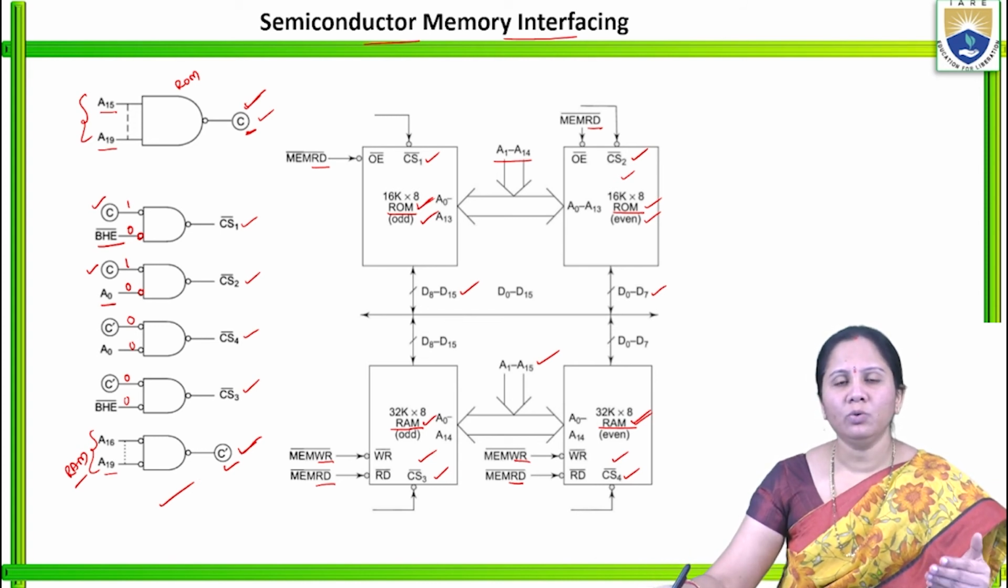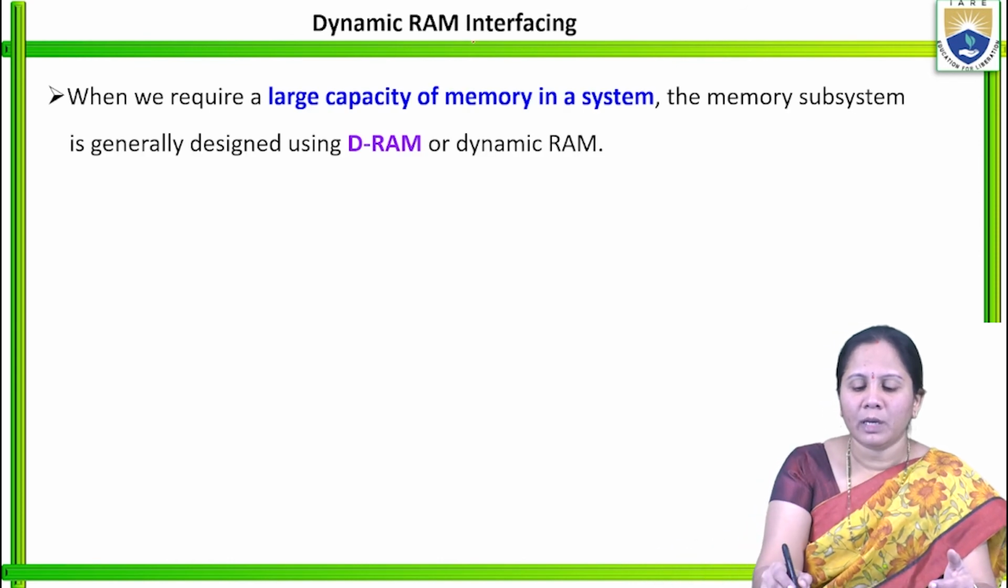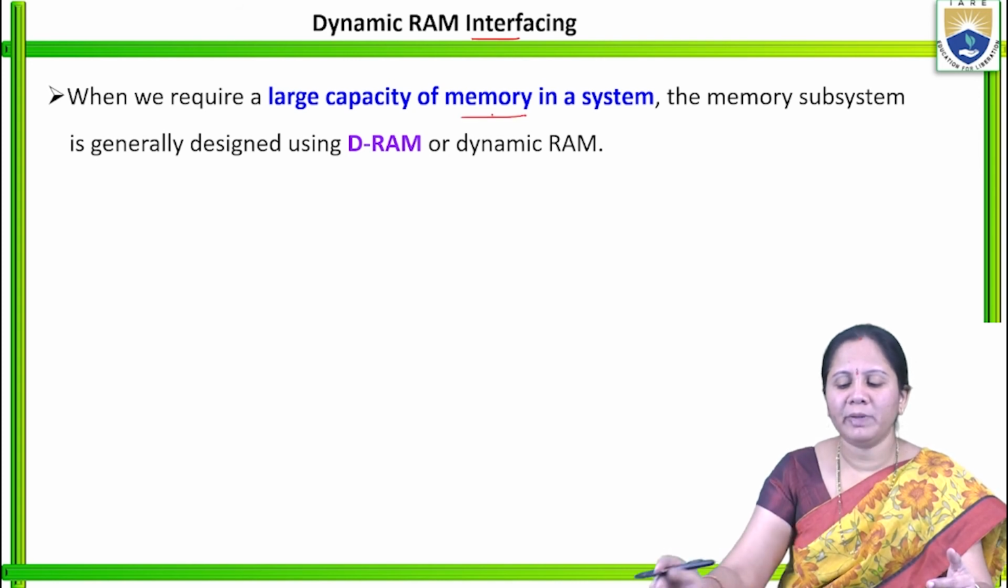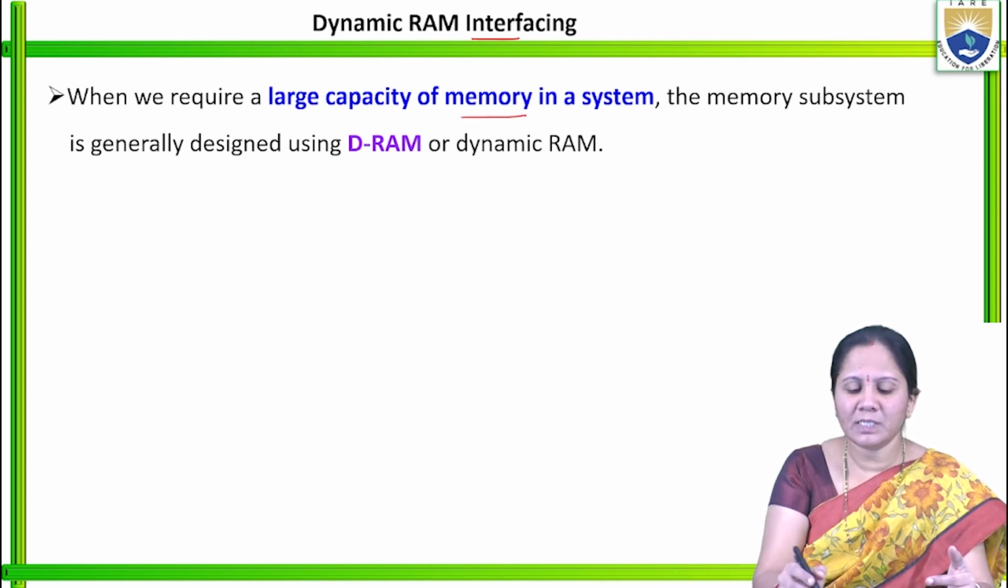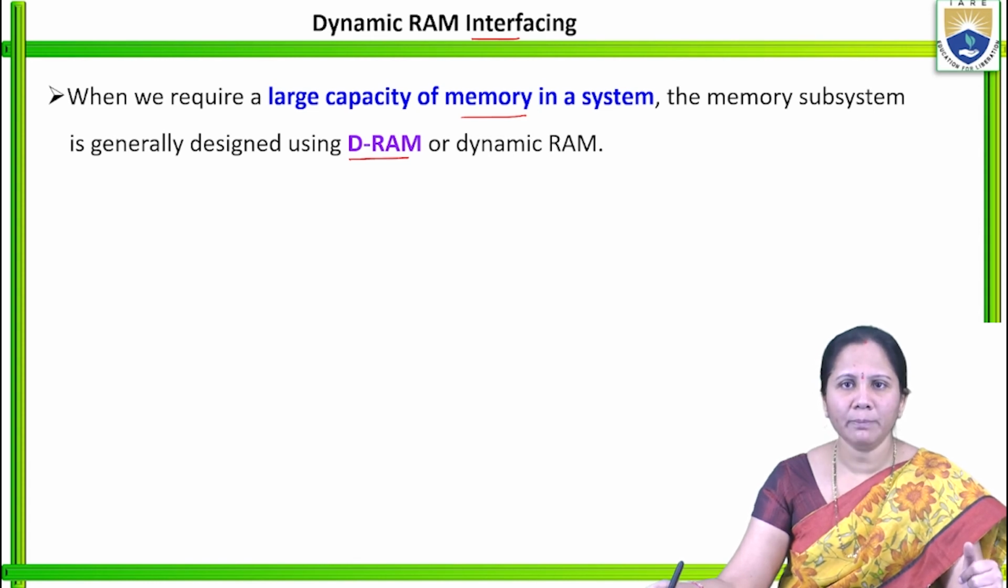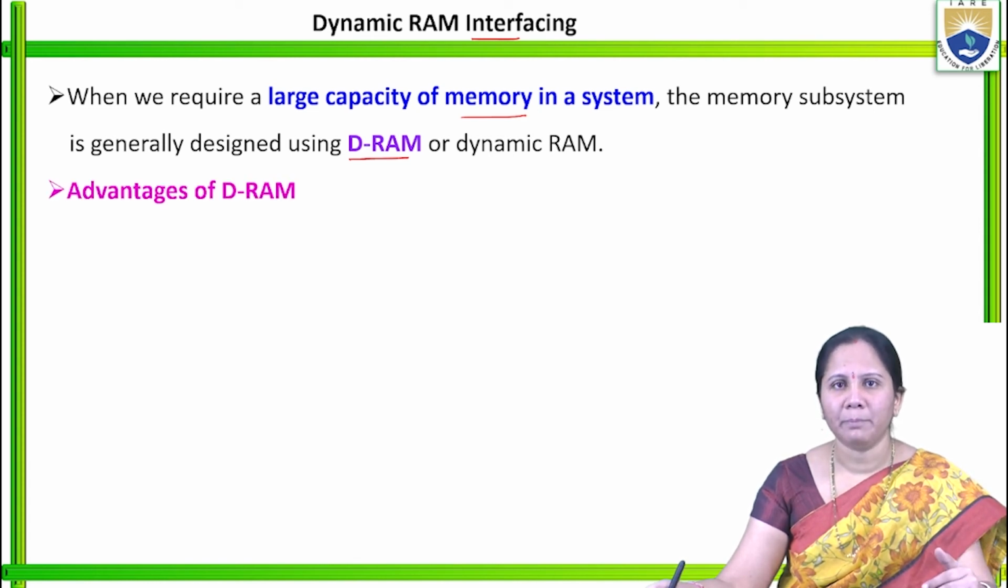So these are the two examples we can consider to understand how to do memory mapping for the 8086 microprocessor and how to interface memory to the 8086 microprocessor. Now, coming to dynamic RAM interfacing. When we require a large capacity of memory in a system, the memory subsystem is generally designed using DRAM. Here DRAM can also be called dynamic RAM. So if you want to store a large amount of memory in a system, we will consider dynamic RAM.